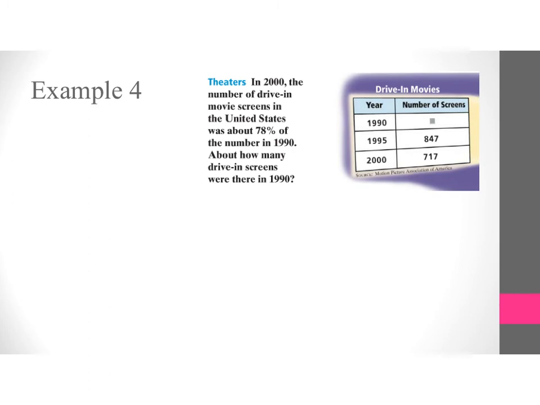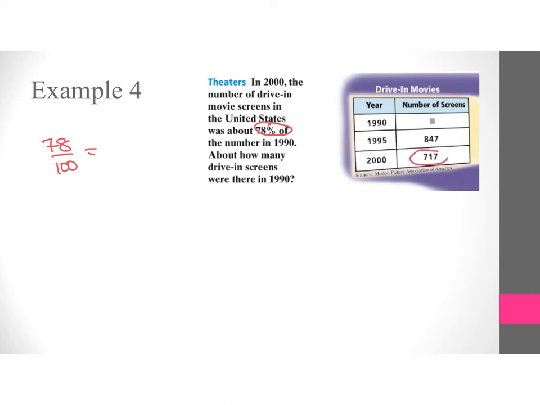So for a story problem, it says in 2000, the number of drive-in movie screens in the United States was 78% of the number in 1990. We want to know how many drive-in screens were there in 1990. So in this problem here, we were given that we have 78%. So I know that that equates to 78 over 100. So I'm going to start my proportion out that way. And then I'm told that in 2000, we had about 78% of the number in 1990.